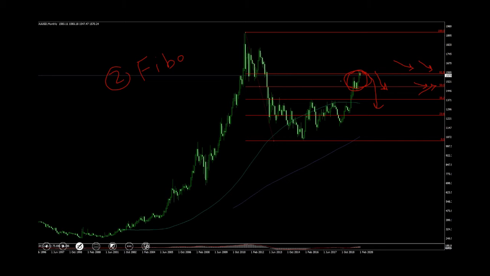So you see that this was in August and this is now February. In the past few months, gold has almost moved nowhere. It was just stuck between these two. So this is reason number 2 why I will be bearish on gold.